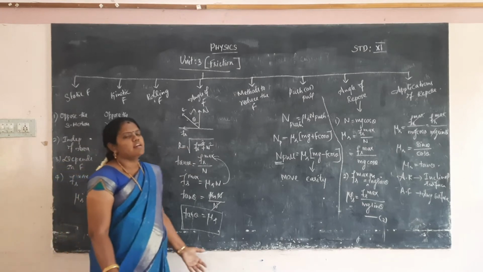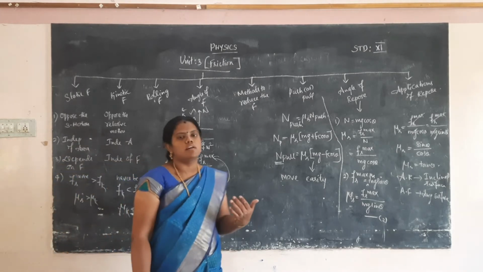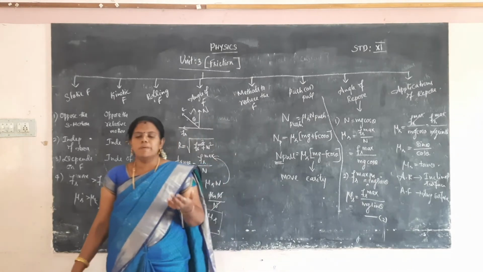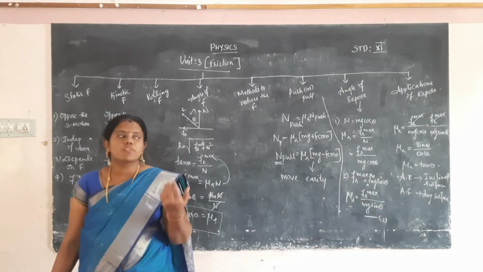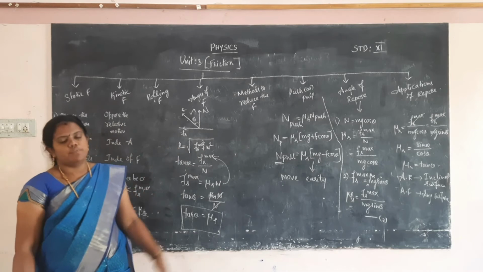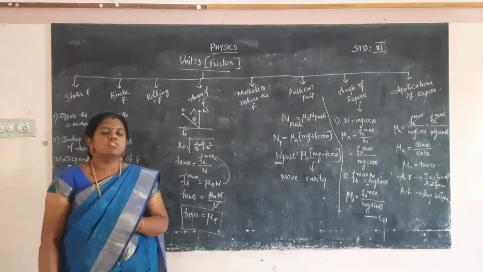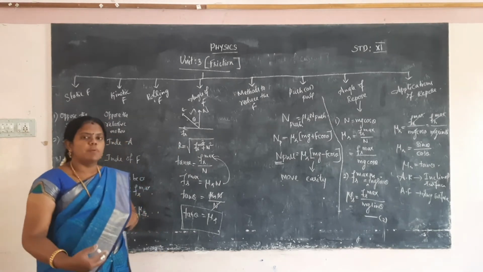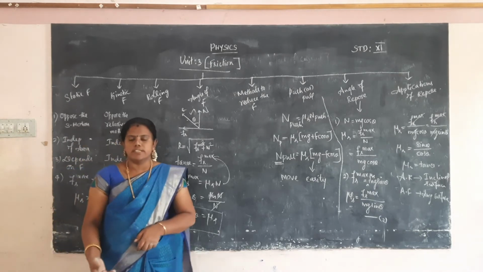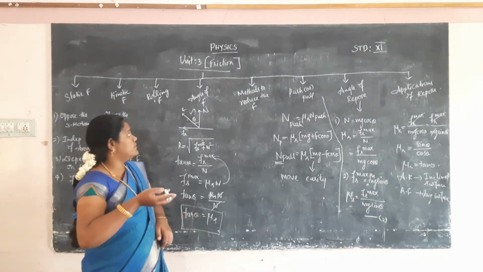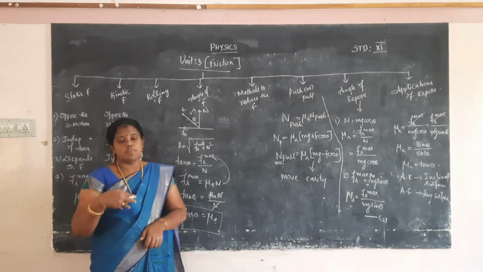What are the ways in which friction can be reduced? What objects are used to reduce the friction? We use the ball bearing. Already I told you the ball bearing is used to reduce the friction between the two objects.